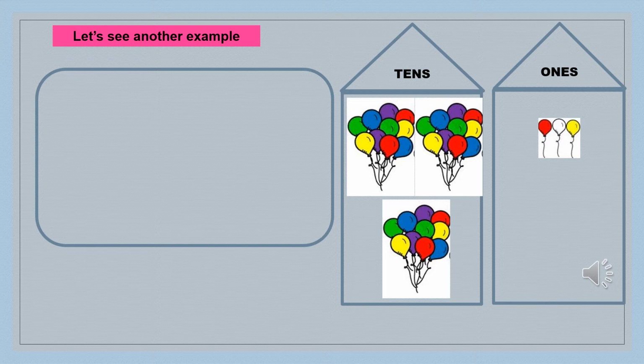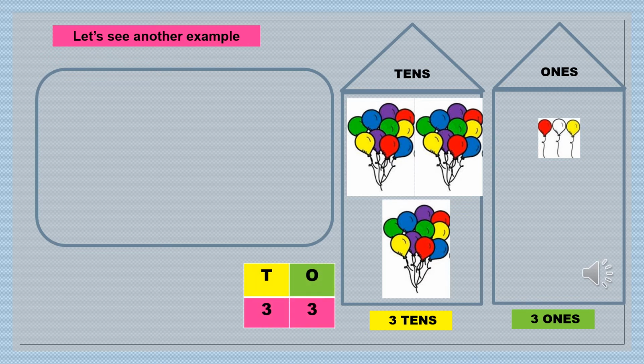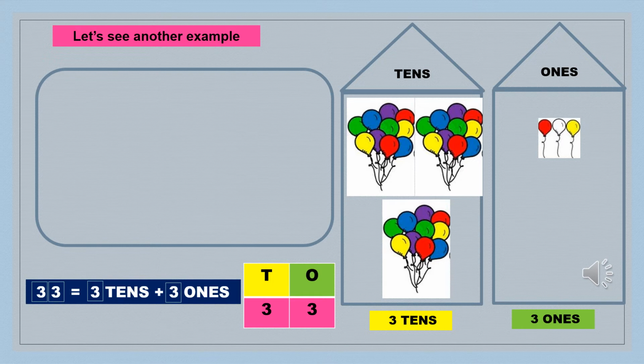Now what do you see, children? There are three tens in this house and three ones in this one's house. So the number was 33. The total number of balloons was 33, and if we want to place these balloons in their tens and ones houses, what do we get? We get 3 tens and 3 ones. Also we can write that 33 is equal to 3 tens plus 3 ones.